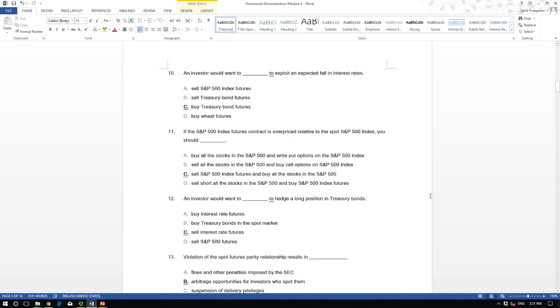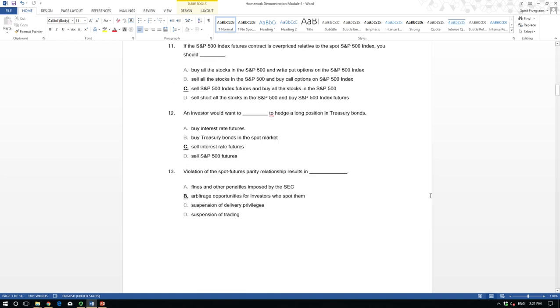Number 11, the S&P 500 index futures contract is overpriced relative to the spot S&P 500 index. You should do what? So here, buy low, sell high simultaneously. Where is low? Well, spot is low, whereas where is high? Futures is high. So you take a short position, or sell index futures, right? And buy the underlying assets in the S&P 500. So the answer is C.